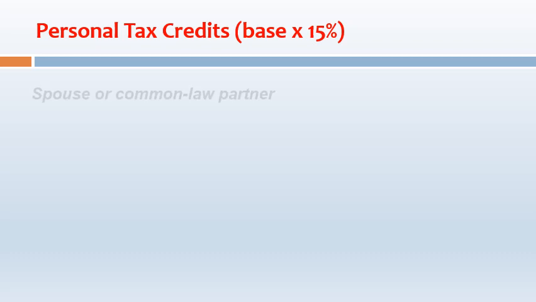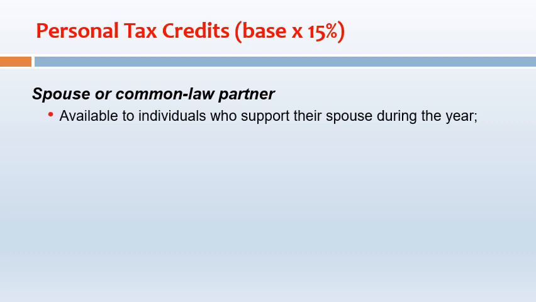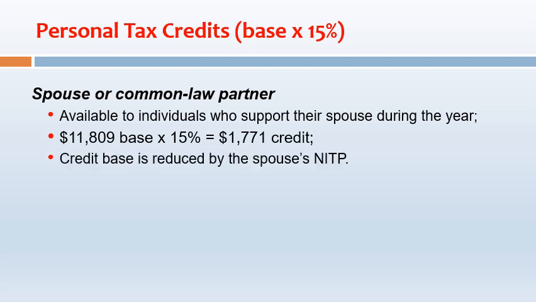Next up in our list of credits is the spouse or common law partner credit, which we see utilized quite frequently. This is available to individuals who support their spouse during the year. Basically it works like this. Each individual in what the Act refers to as a spousal or common law relationship is entitled to the basic personal tax credit. The base is the same amount that we saw for the basic personal tax credit in our previous slides. That is again multiplied out by 15% for the amount of the actual credit shown right here.